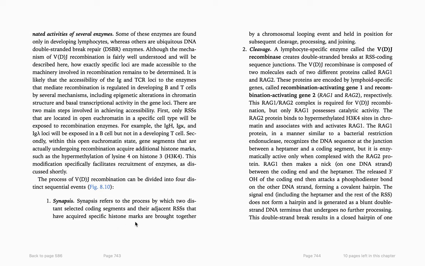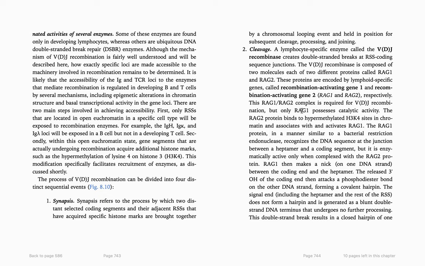Cleavage. A lymphocyte-specific enzyme called the VDJ recombinase creates double-stranded breaks at the RSS coding sequence junction. The VDJ recombinase is composed of two molecules, each of two different proteins called RAG1 and RAG2. These proteins are encoded by lymphocyte-specific genes called recombination activating gene 1 and recombination activating gene 2.